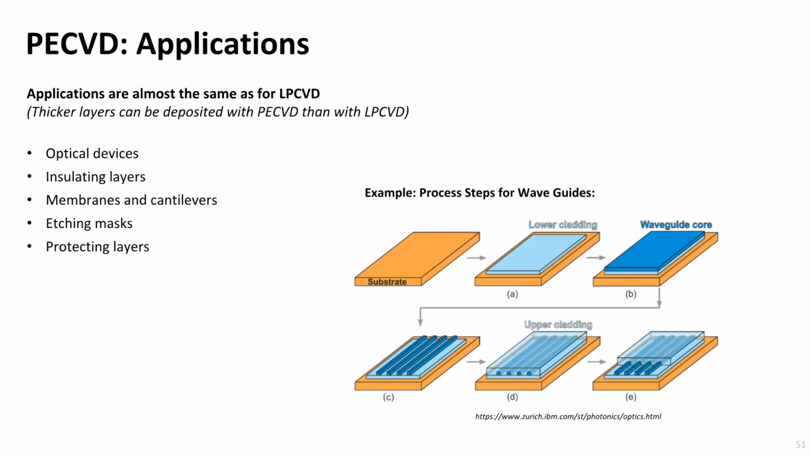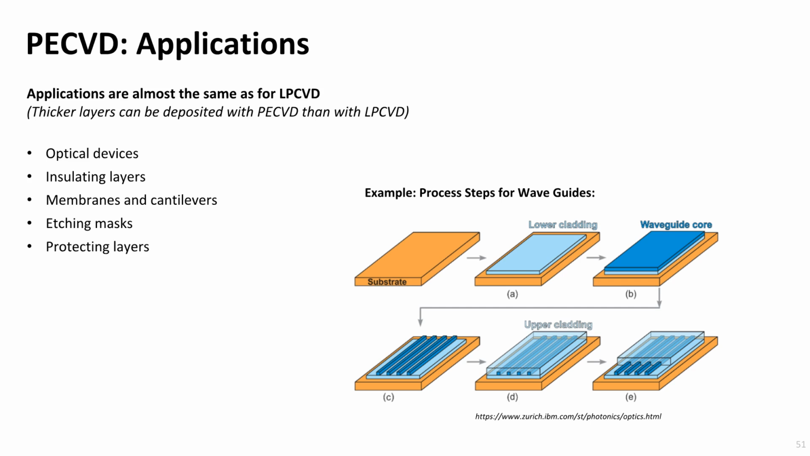Applications for PECVD films are mostly the same as for LPCVD films, for example for optical devices, making insulating layers, membranes, or cantilevers. But they can also act as etching masks or protective layers. For example, PECVD films are often used for waveguides.